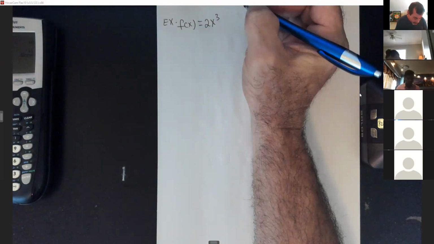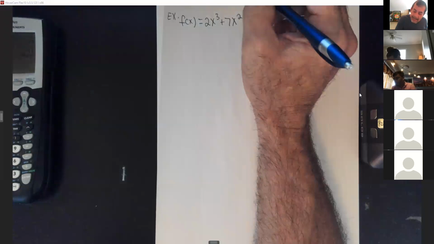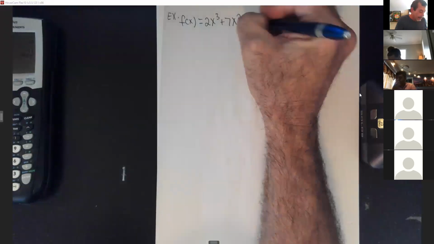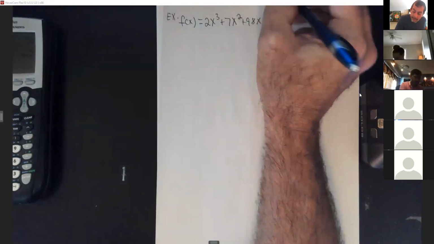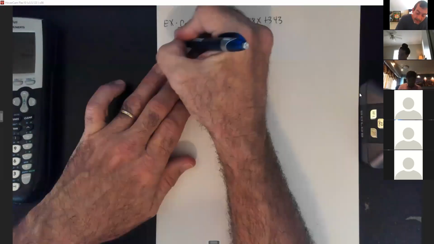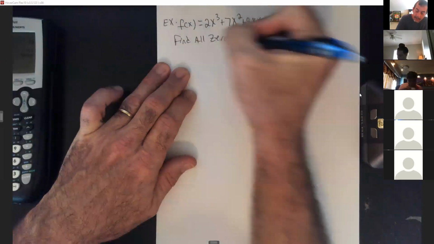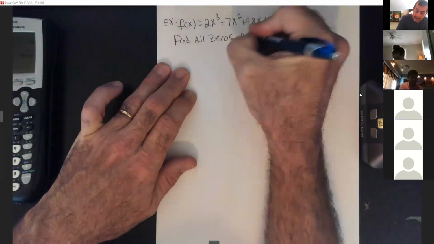All right, so I got 2x to the third plus 7x squared. Oh, that's plus a 98x plus 343. So we're going to find all zeros and then put into linear factors.